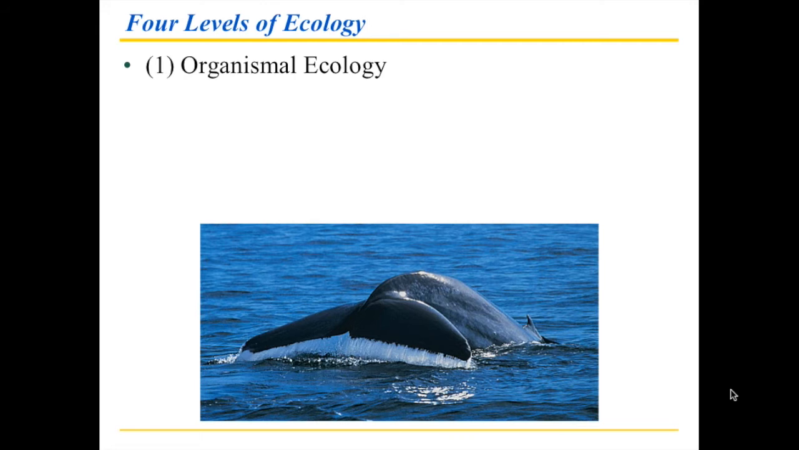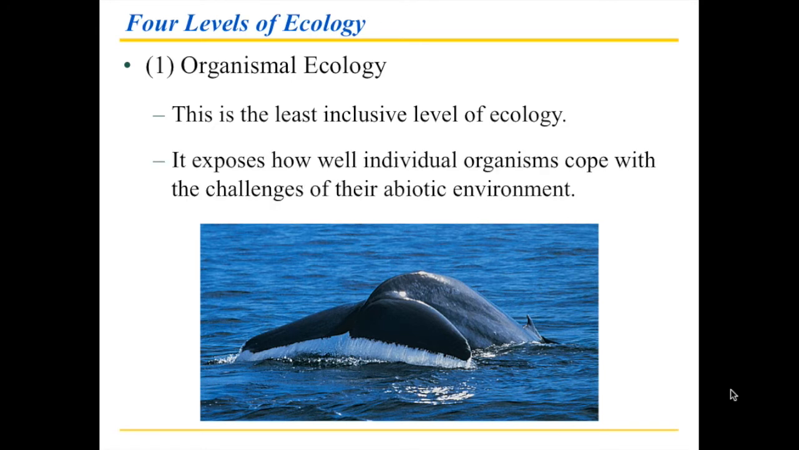It turns out that when you look at how you study this, you can really break it down into four distinct levels. Four distinct levels of ecology. The first one of these levels would be organismal ecology. And organismal ecology means that you pick a single individual. And by that definition, this is the least inclusive level of ecology. And when we say the least inclusive level, we are really only looking at how one individual copes with their environment.